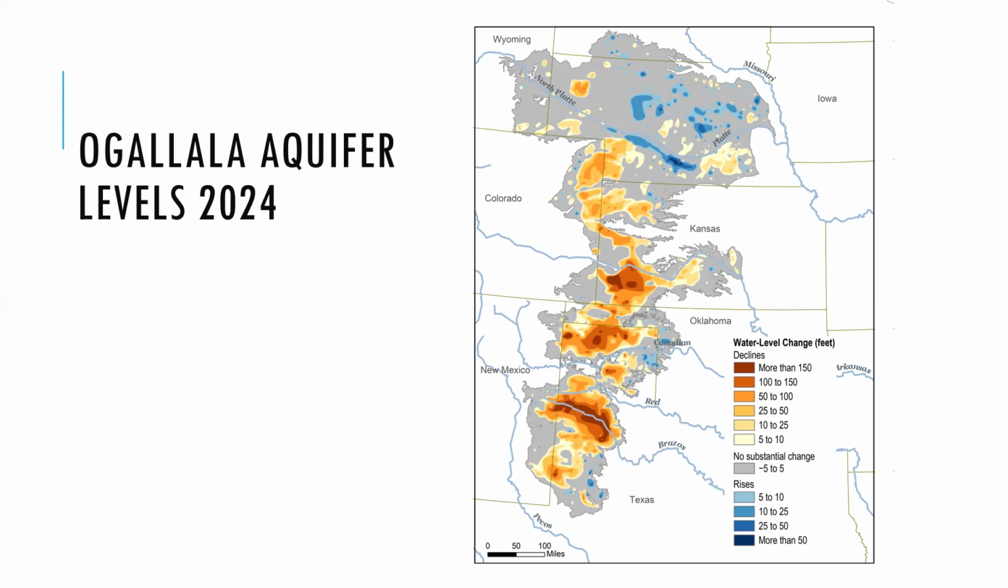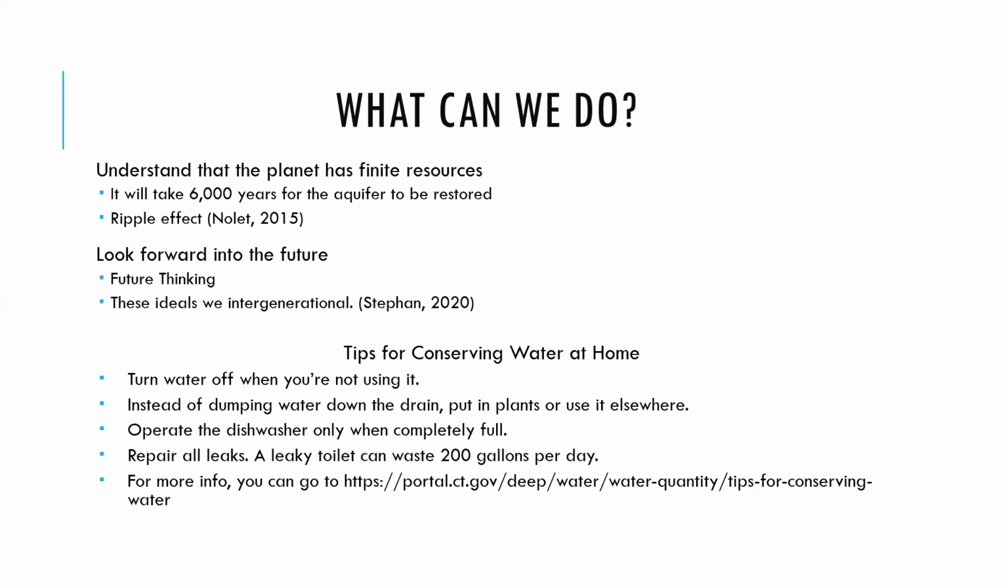And this map also provides where we are. And so you can see in Southwest Kansas, where the Arkansas River is, it has unfortunately been depleted. See here. So what can we do about this?